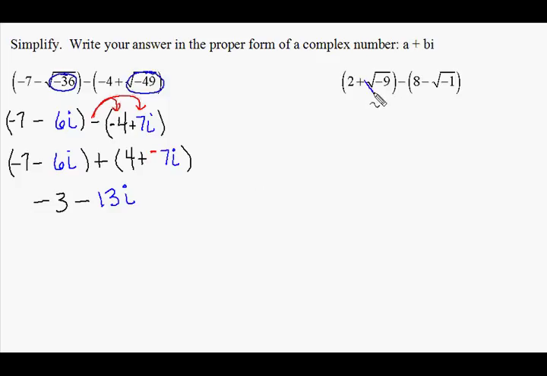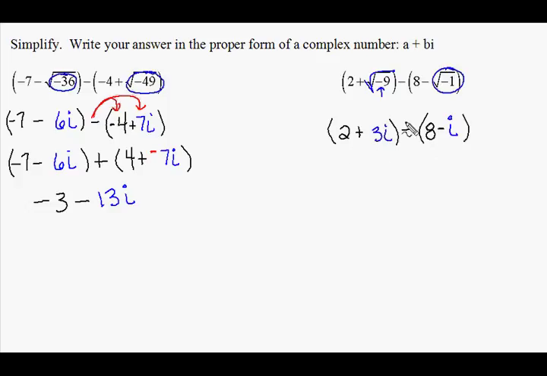Now we're wanting to take the square root of -9. The square root of 9 is 3, but because of the negative sign, we get 3i. And we want to take the square root of -1. Well, that is just simply i. So we want to subtract these two complex numbers.